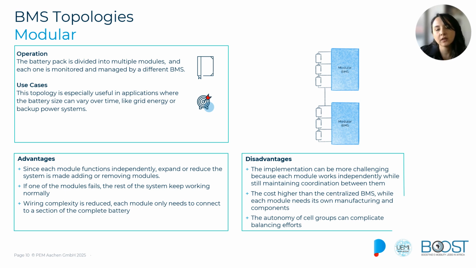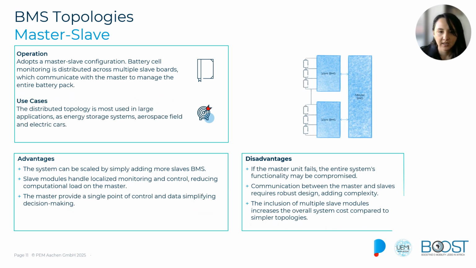Usually this topology is used in applications like energy storage systems, where the batteries need to be scaled to meet the demand, and in some industrial equipment where the battery pack is composed of many modules, it also makes sense. There are also some EVs that might use this architecture, but I will say that the master-slave architecture is more common in electric vehicles.